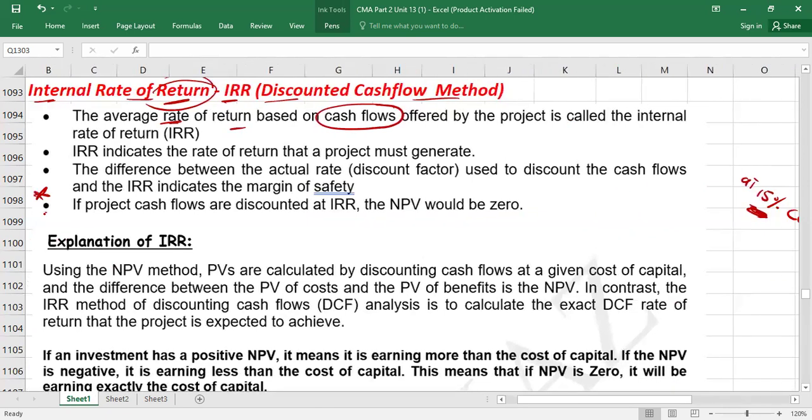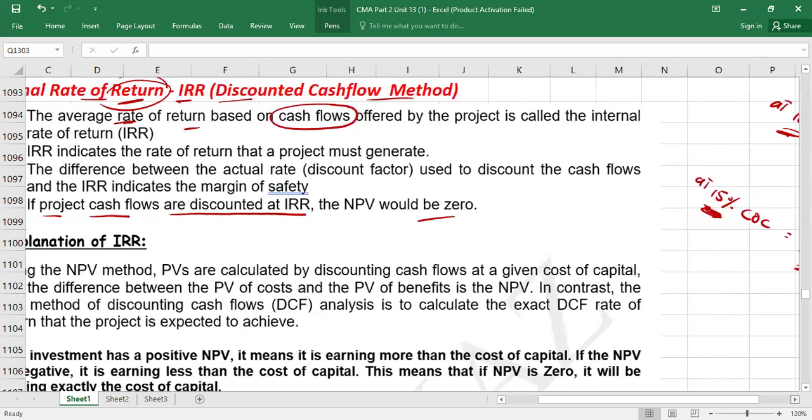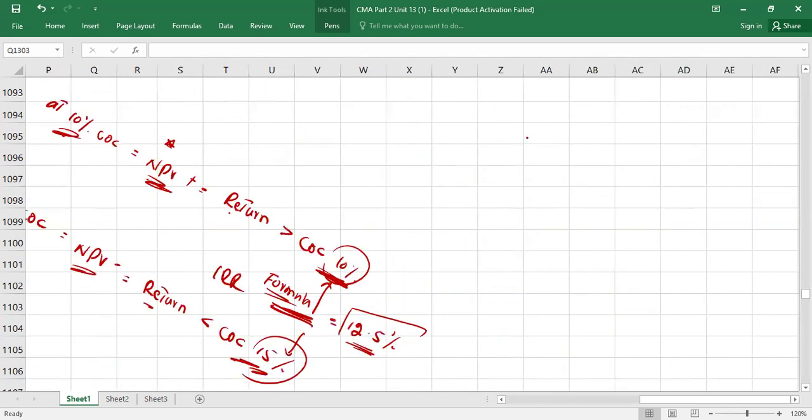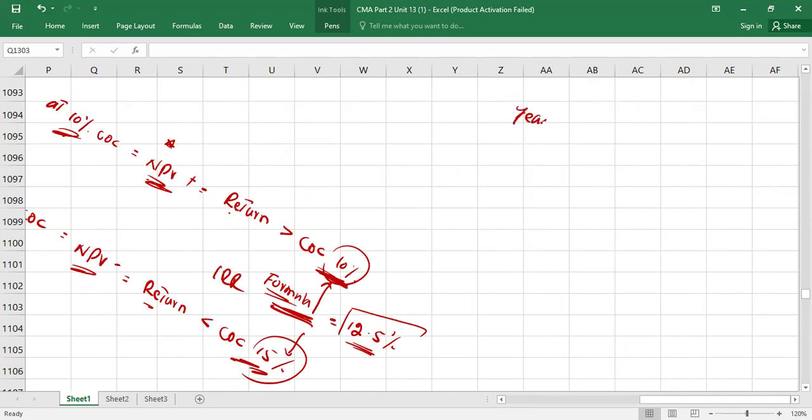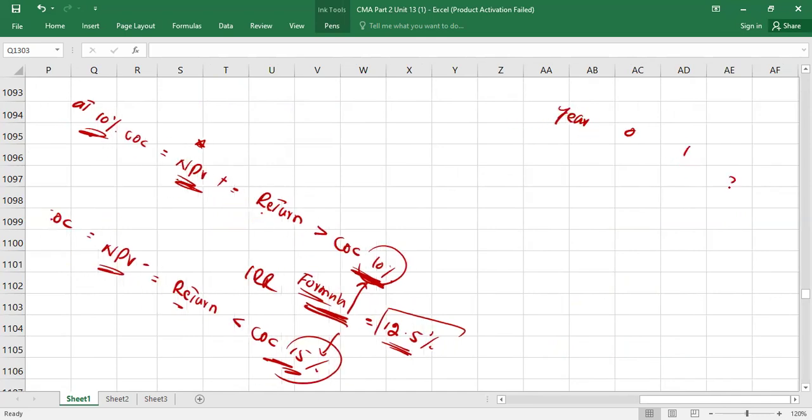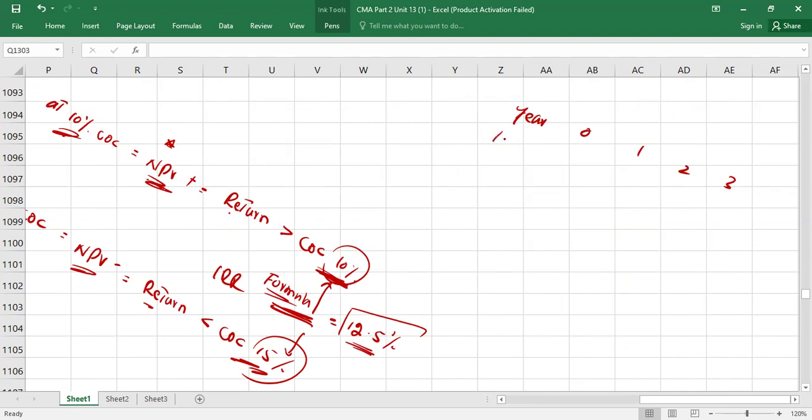Sometimes this is the definition of IRR as a return. For example, they're saying if project cash flows are discounted at IRR, the NPV would be zero. What does this mean? Whenever you calculate NPV, we need years first. Let's assume year 0, 1, 2, 3. And then we write here net cash flows.